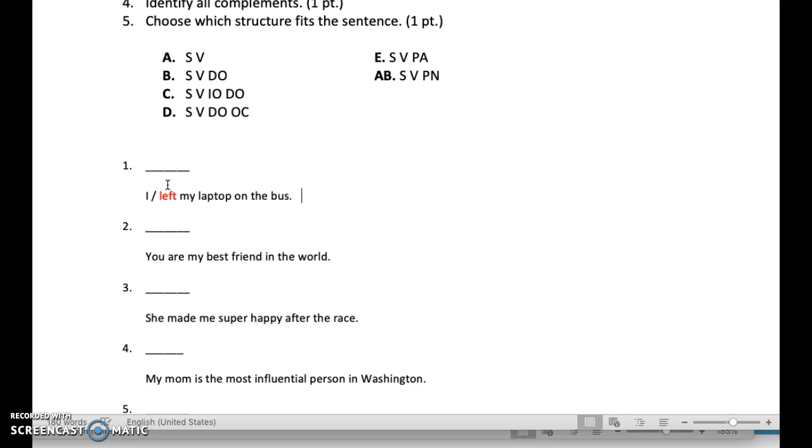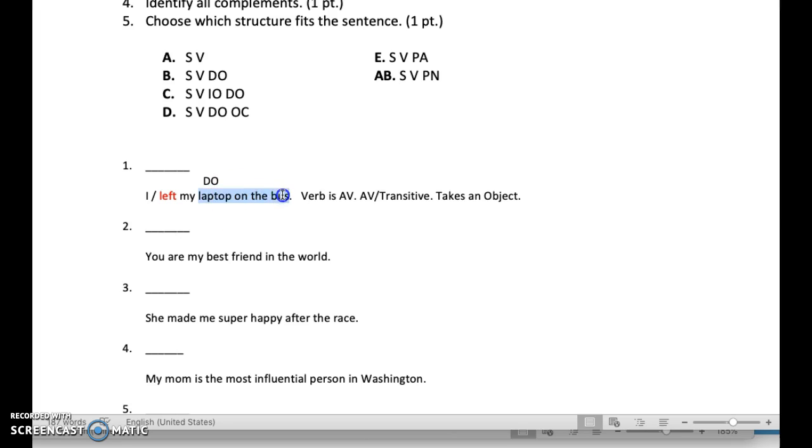So the verb is an action verb. And it is an action verb that is transitive. Transitive means it takes an object. Okay, in this case, the thing that I left is my laptop. So the laptop is going to be what we say is the direct object.